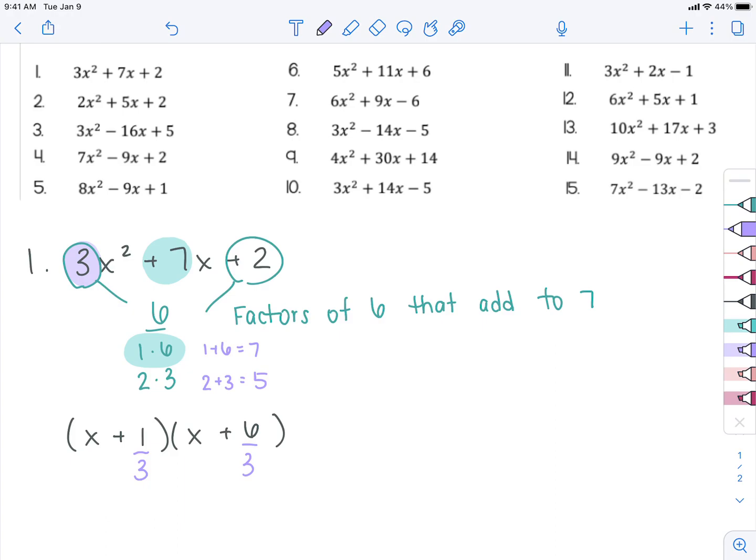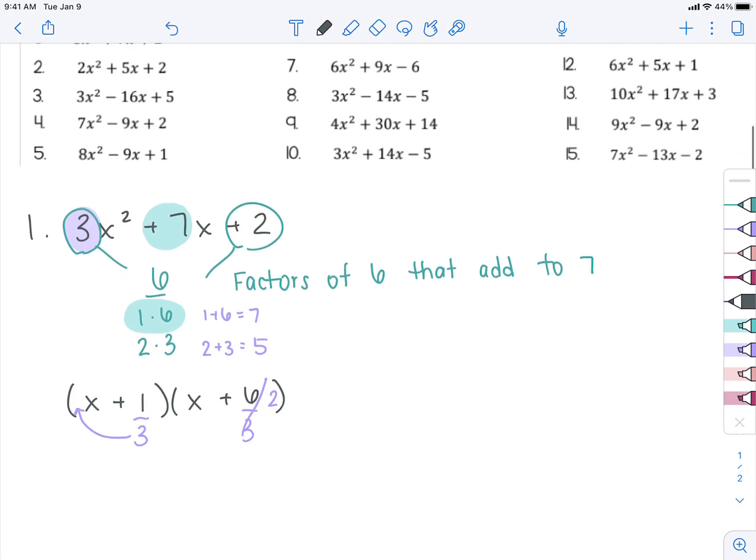And then I'm going to simplify anywhere I can. So I'm going to say, okay, well, 1/3 doesn't simplify. I can't even reduce that fraction. So I'm going to take this 3 and bring it up. Here, 6 divided by 3 gives me 2. So I really have 3x, because I had to bring that 3 up, right? 3x plus 1, and then x plus 2 as my final answer.